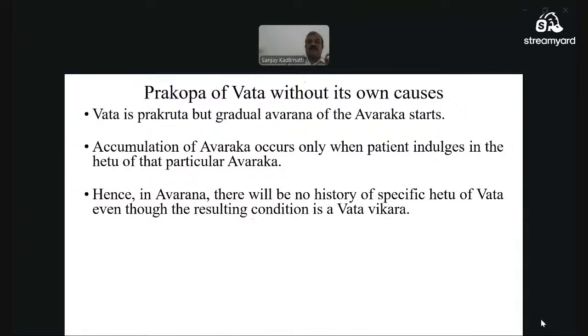Vata is prakrita, but what happens? The gradual avarana of the avaraka starts slowly. Accumulation of avaraka occurs only when the patient indulges in the hetu of that particular avaraka. There should be only that particular avaraka. Hence, in avarana, there will be no history of specific hetu of vata. Absolutely no. Even though the resultant condition gradually may show you some vata vikaras, the nidanas are not vata vardhaka nidanas.